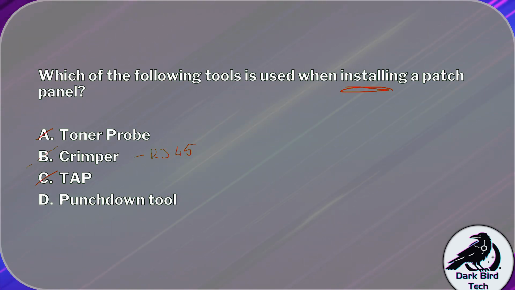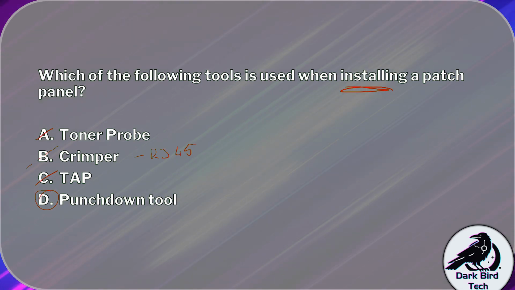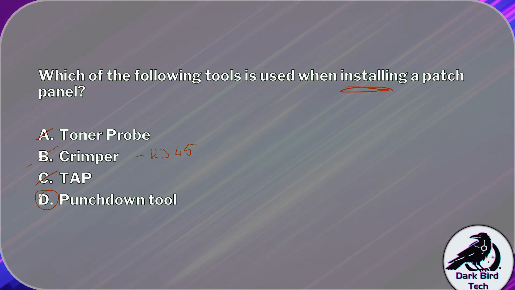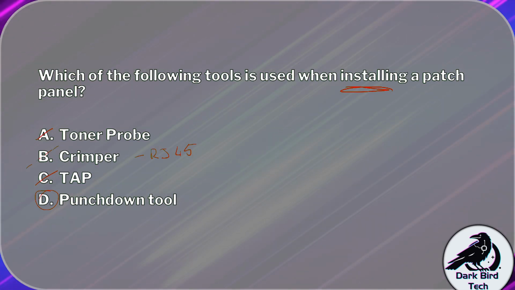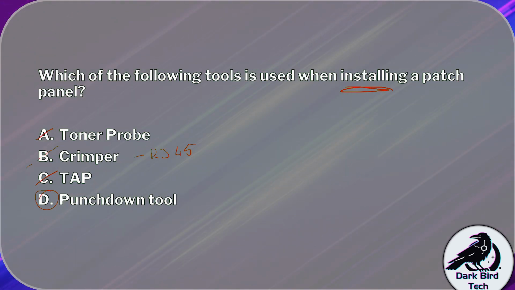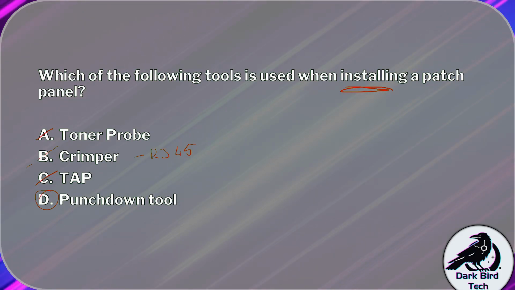The punch down tool? That's the answer. The punch down tool is the thing that you're going to use to push the individual wires that make up a twisted pair network cable into the little slots on the backside of a patch panel all-wall connector. So that's the correct tool to be using here.